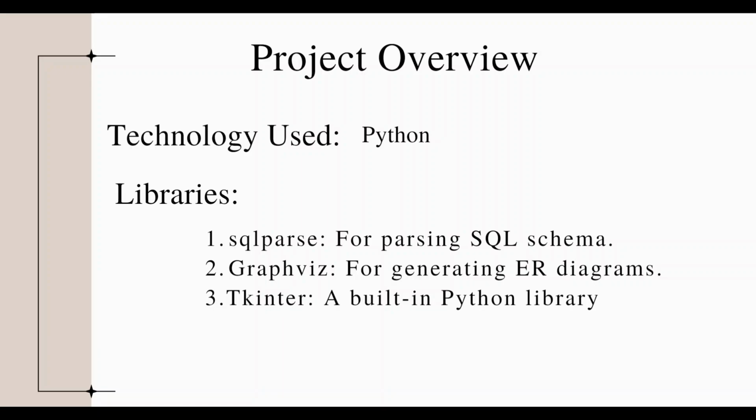Mainly, this project uses Python with libraries like sqlparse to parse SQL, Graphviz to generate the ER diagrams, and Tkinter to provide a user-friendly interface. When you input an SQL schema, the program reads the table structures, detects relationships, and outputs a visual ER diagram. Now, let's dive into the code and see how this works.